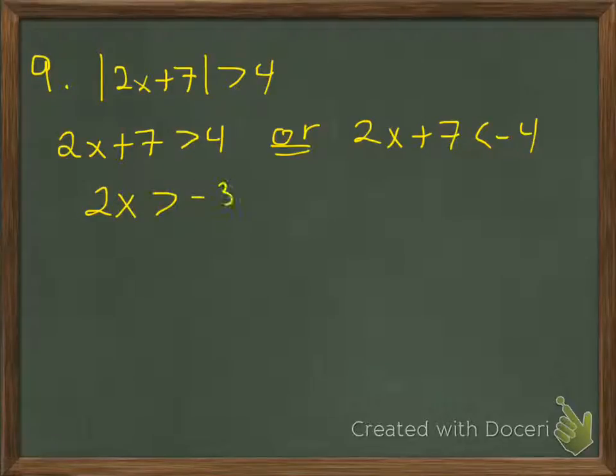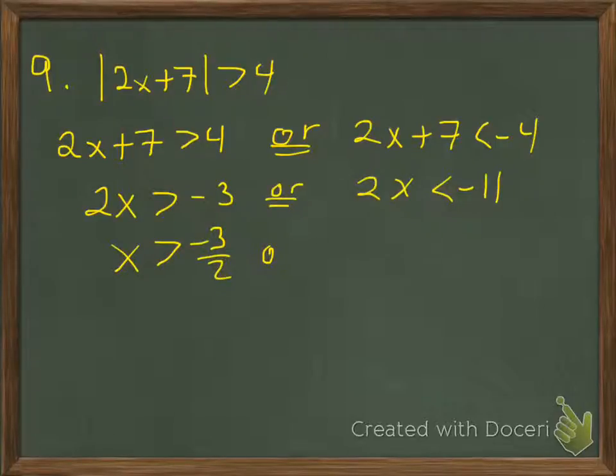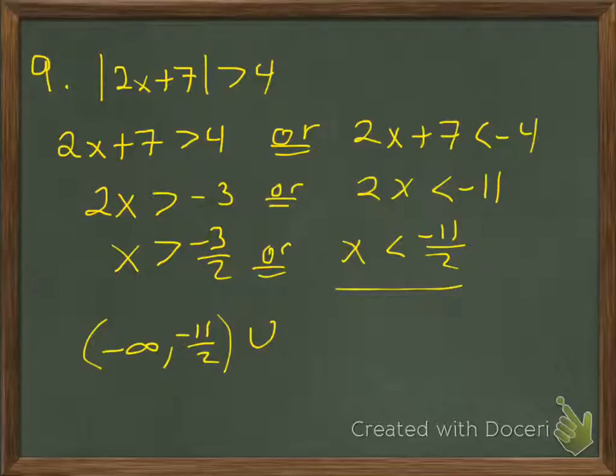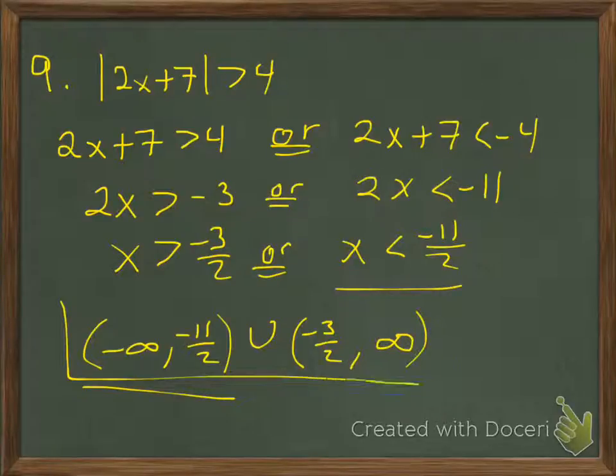So we solve these both in the same way. We'll subtract 7 from both sides. So 2x is greater than negative 3, or 2x is less than negative 11. We'll divide both sides of both inequalities by 2. x is greater than negative 3 halves, or x is less than negative 11 halves. Writing our intervals, the right inequality here gives us this one, and the other inequality gives us this part of the interval. Okay.